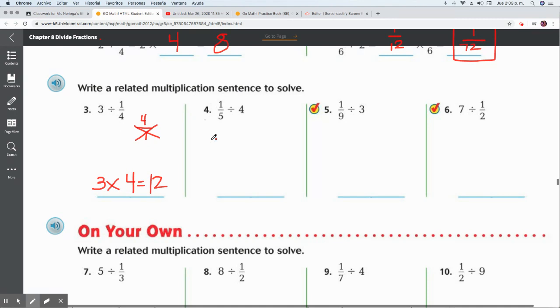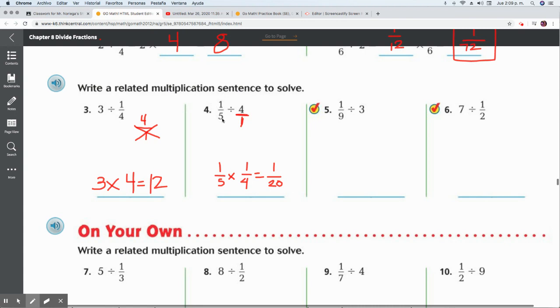Okay, on number 4, we start with a fraction. So the fraction, we're going to write it the same way. Remember, we do not change the dividend. What we change is the divisor. We use the reciprocal of the divisor. Remember that a whole number will always have a 1 as its denominator. So we just have to flip it. When we flip it, we will end up with 1 being the numerator and 4 being the denominator. What is 1 times 1? 1. 5 times 4, 20. Can we simplify? No, we can't. So that's our final answer.